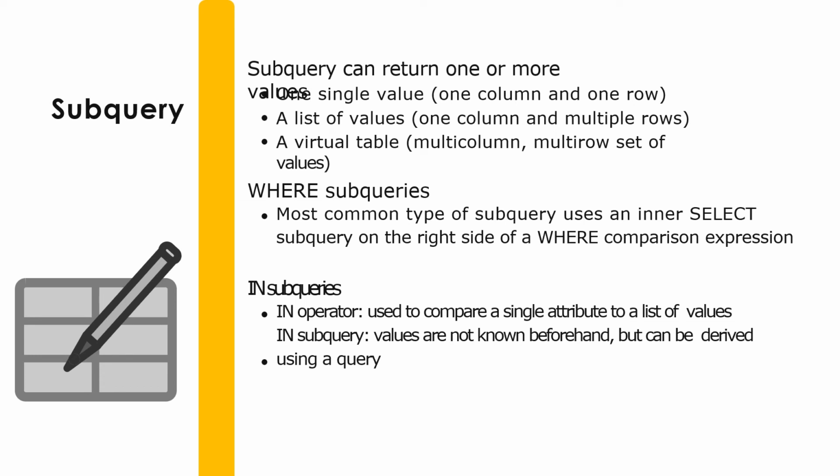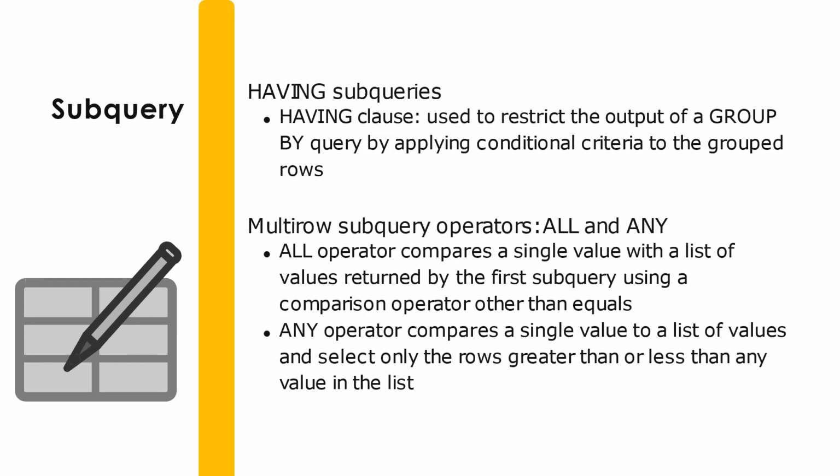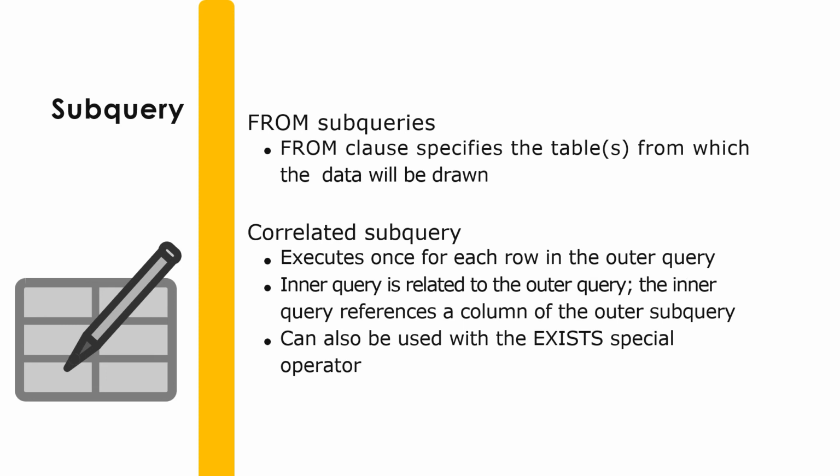The following are the types of subqueries. We have the where subqueries, which is the most common type of subquery, the in subqueries, the having subqueries, the multi-row subquery operators all and any, the from subqueries, and the correlated subquery.